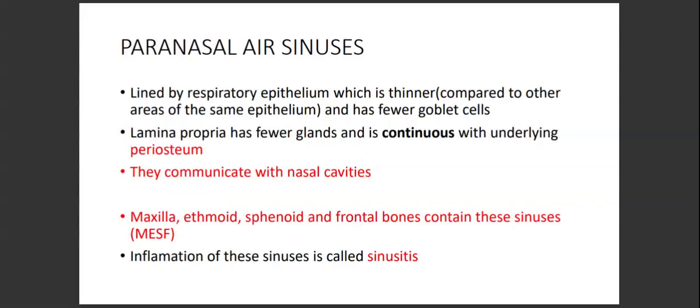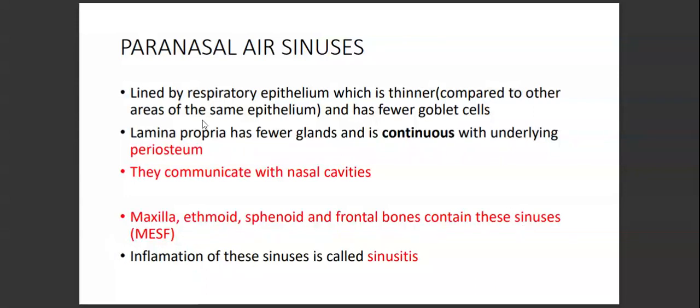So if you understand those now, we can proceed to looking at the specific parts of the paranasal air sinuses. So these paranasal air sinuses are openings in bones. Some of the bones that have these openings are the maxilla, ethmoid, sphenoid, and frontal bones. So you can remember these by using this mnemonic, MESI. There might be other bones that have them, but these are the ones mentioned mostly in literature.